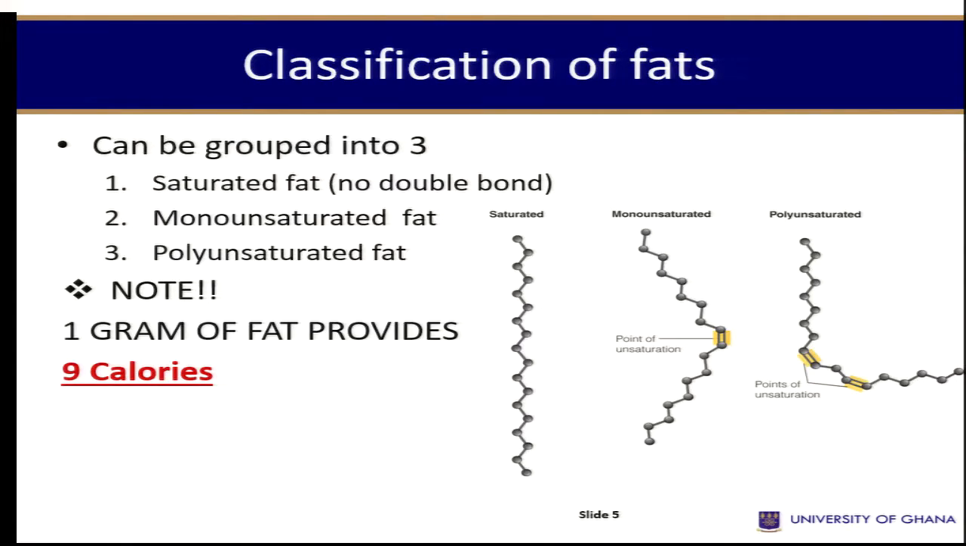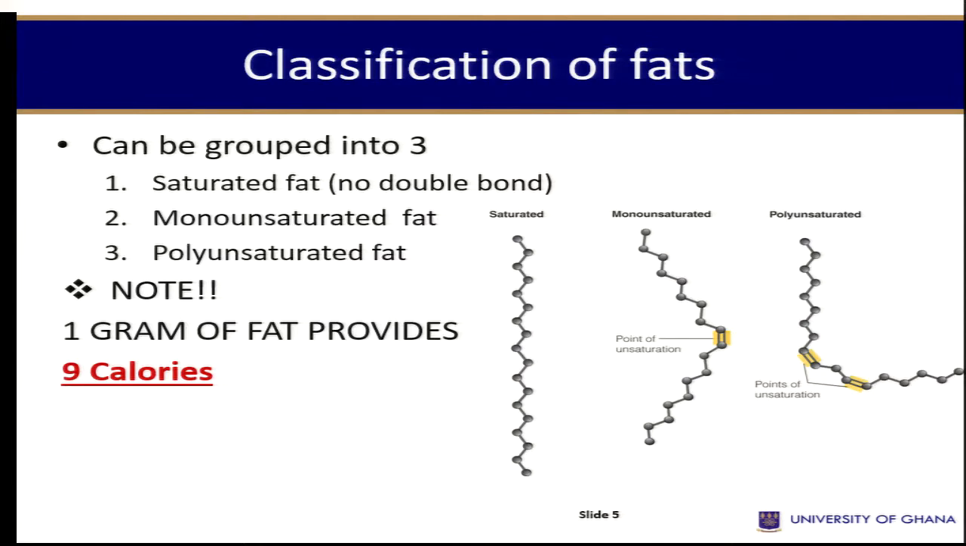And we can group the fats into three. We have saturated fat, that is, there is no double bond, and the first diagram there shows that that is the saturated fat, no double bond. Then the second one is monounsaturated fat, that is, there is one double bond. And that is the second one, mono. And then there is the polyunsaturated fat. That is the third one. That is more than two double bonds. And that is what it is.